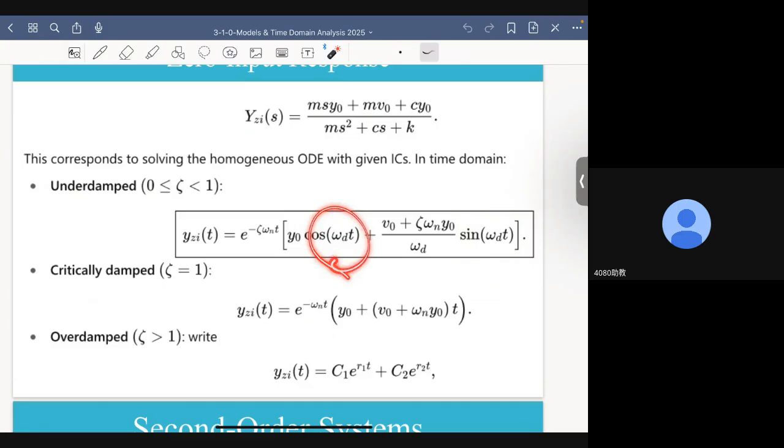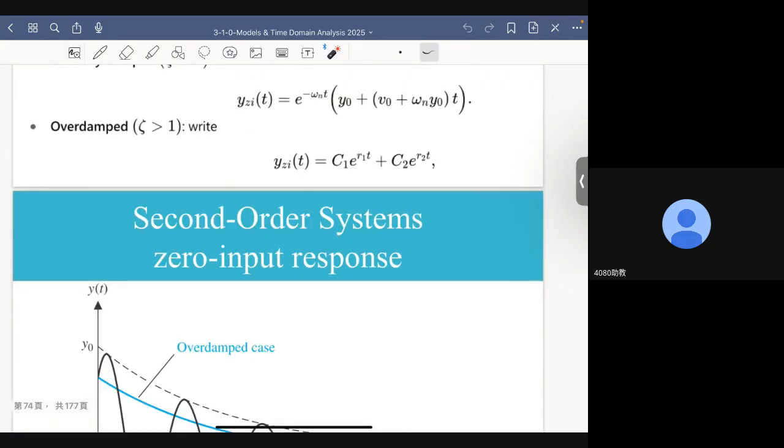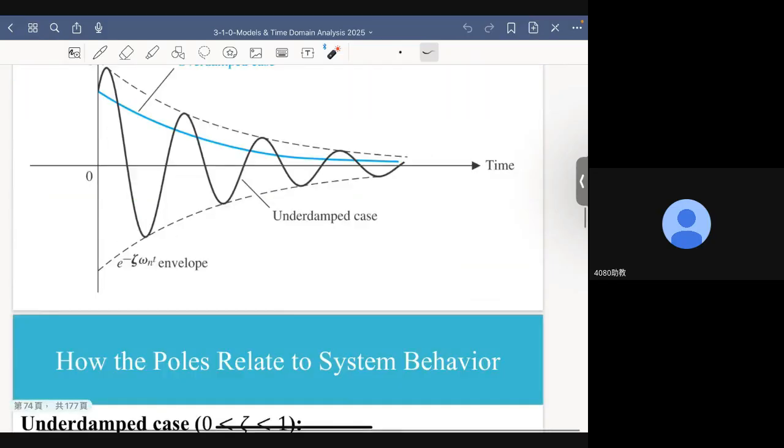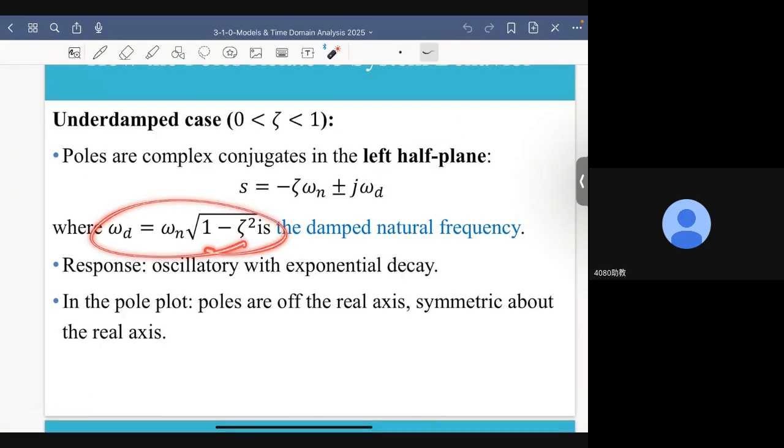So that is why omega d, what we call the damped natural frequency, is important, because it characterizes the speed of oscillation, the frequency of the oscillation of the zero input response, all right? Now, as you can see here, since the value of eta is between 0 and 1, the damped natural frequency is always smaller than the natural frequency. It's always smaller. Why is that the case?